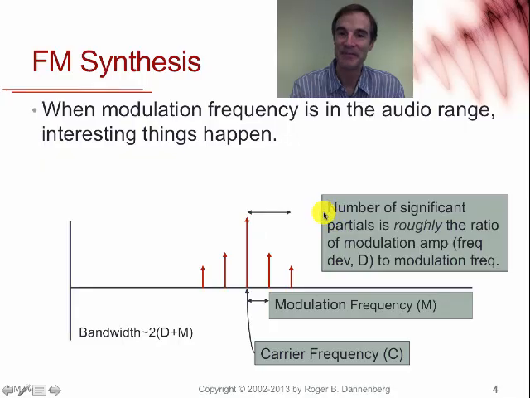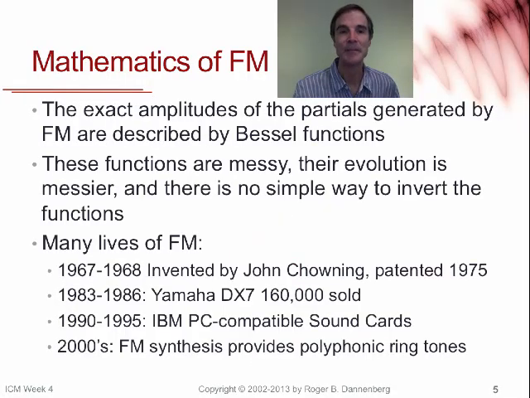So there's a little more math on this slide. Let's read this note here: the number of significant partials is roughly the ratio of the modulation amplitude, in other words the frequency deviation, to the modulation frequency. So that's a formula that can help you estimate what the depth of modulation should be for some given effect. Now, that's a qualitative description. What about the precise formula for what happens when you do FM synthesis?